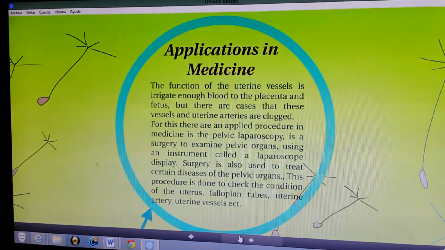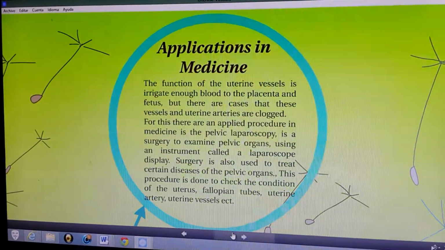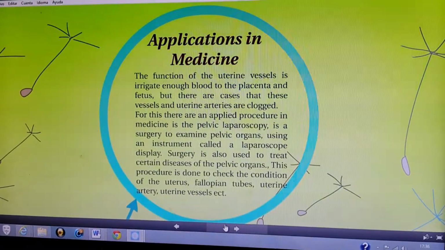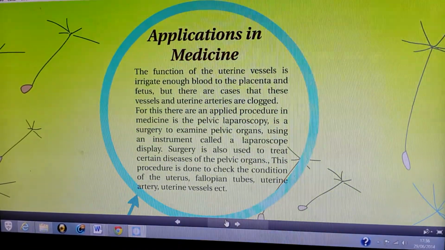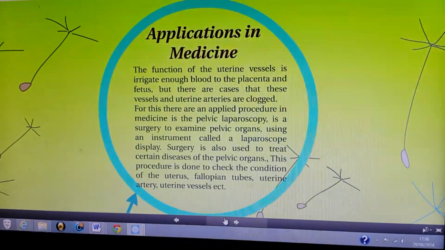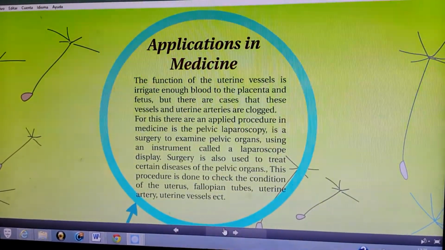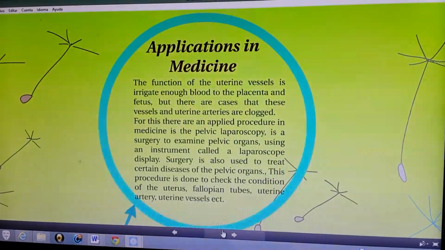Application in medicine. The function of the uterine vessels is to irrigate enough blood to the placenta and fetus, but there are also catheter vessels, uterine arteries, and collaterals.